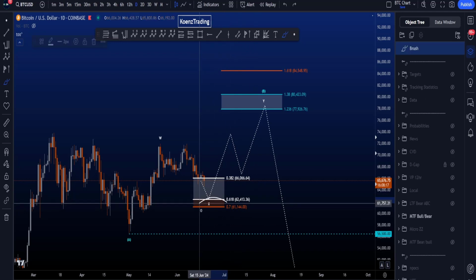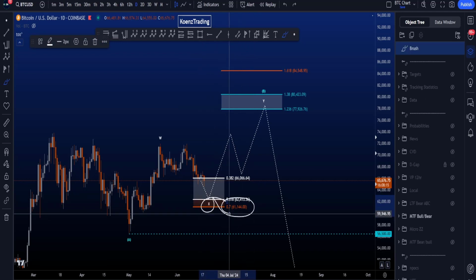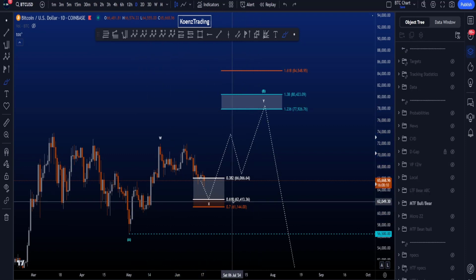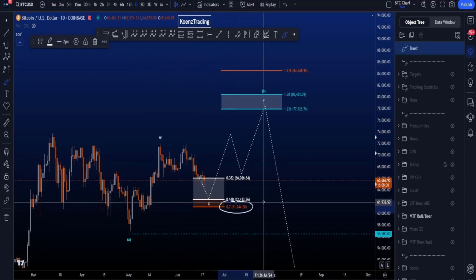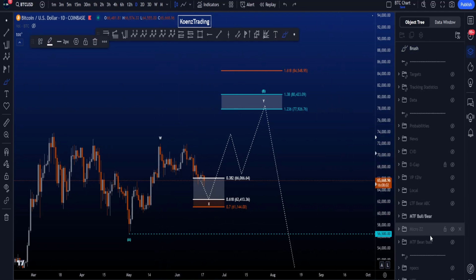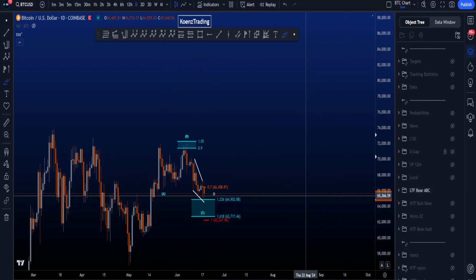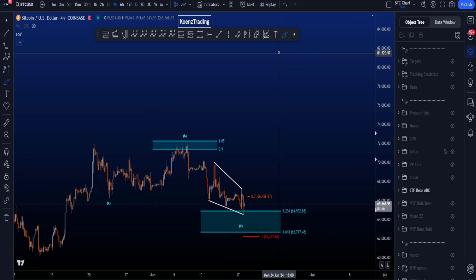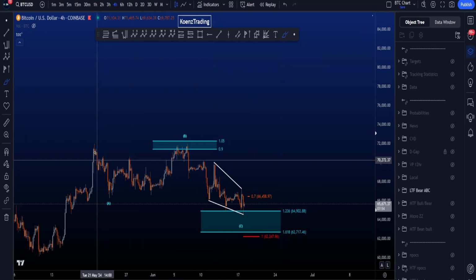Once again, you don't want this wave X to touch the 0.7 as that would significantly reduce the probabilities for a double zigzag to the upside, with the 0.7 sitting at 61.1k. Inside this wave X, we are then looking for a flat structure at the moment, where we have a 3 wave A, 3 wave B, and then a diagonal, ending diagonal in a wave C.